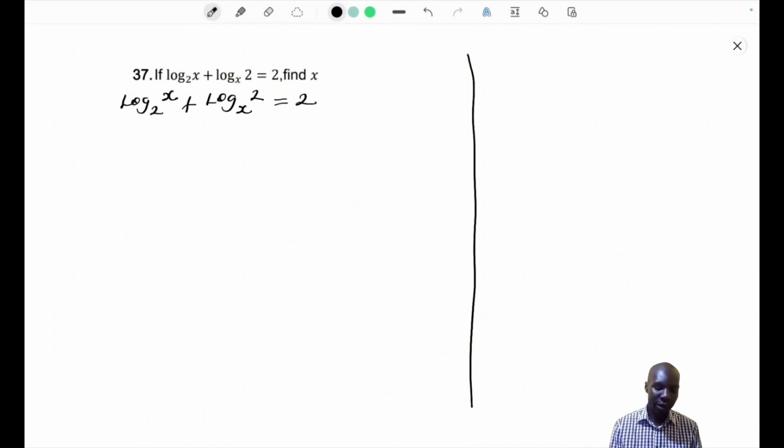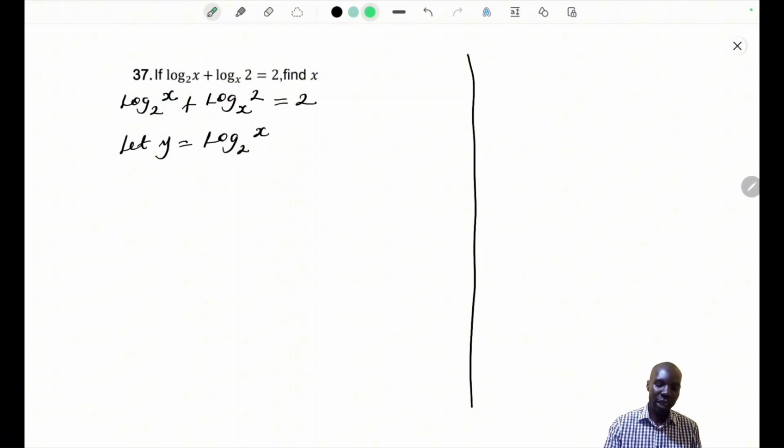What you can do is let y be equal to log of x to base 2. So y is equivalent to log of x to base 2, where log of x to base 2 is replaced with y. In my case here, I have got log of x to base 2.